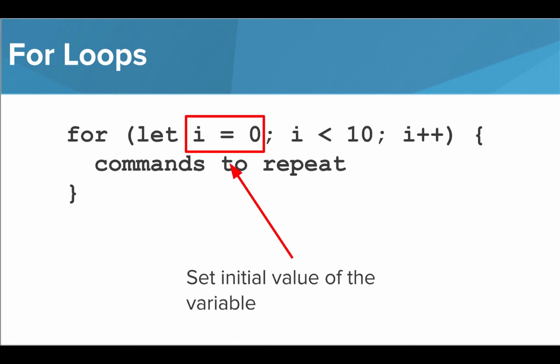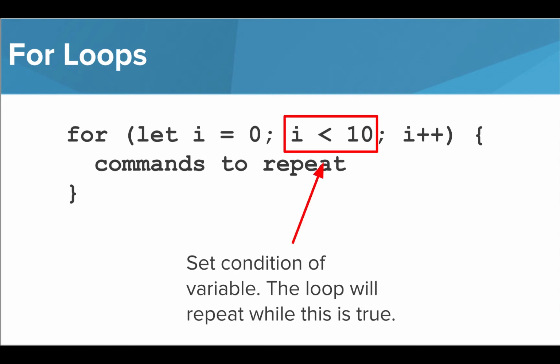In this case, we are setting our variable to start at 0, but a different number can be used here too. For example, if we wanted values to count down from 10 to 0, we could set the value of the variable to start at 10. After a semicolon, we write the condition for the for loop.